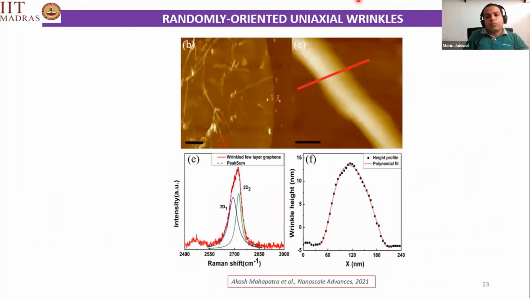These samples have the tendency that they can support randomly oriented uniaxial wrinkles. And the reason is that you have a system where there are crystallites with different orientations. And so the bending rigidity of this sample comes down and the system can support wrinkles, but the kind of wrinkles which happen here are very different. They are not quasi-periodic like we saw before. They are randomly oriented. And this is one such wrinkle.